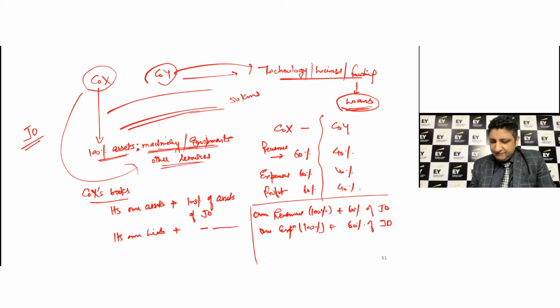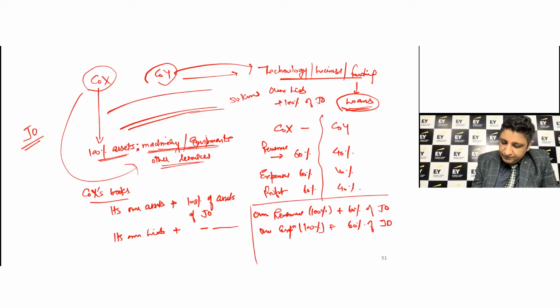Okay. In the same way, of course, we can say for company Y, own liabilities plus 100% of the liabilities of the joint operation. That's the way we do the consolidation under a joint operation. What you control is what you consolidate. Neither of the parties has 100% control over the operations. Otherwise, it would have been, of course, a parent-subsidiary relationship.